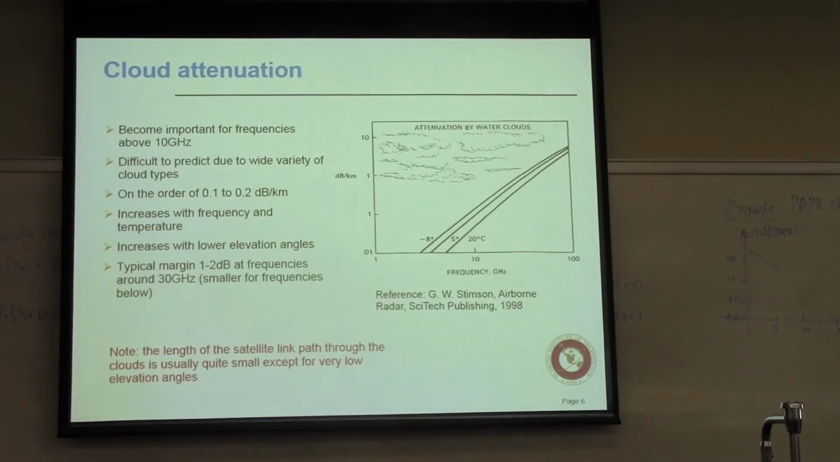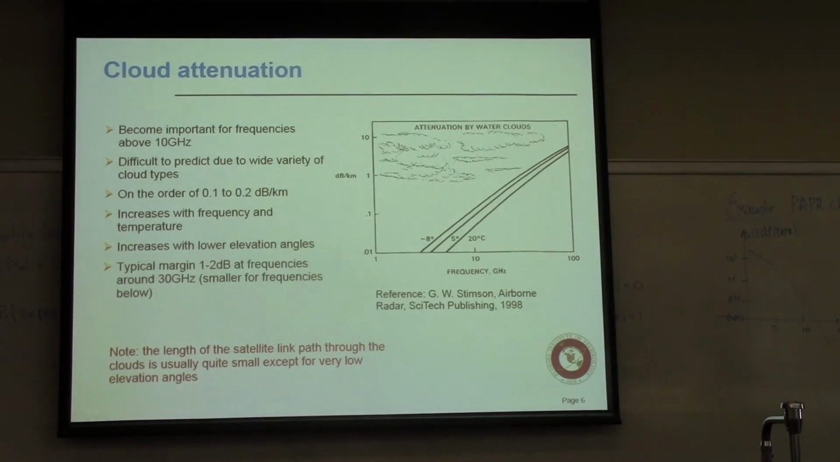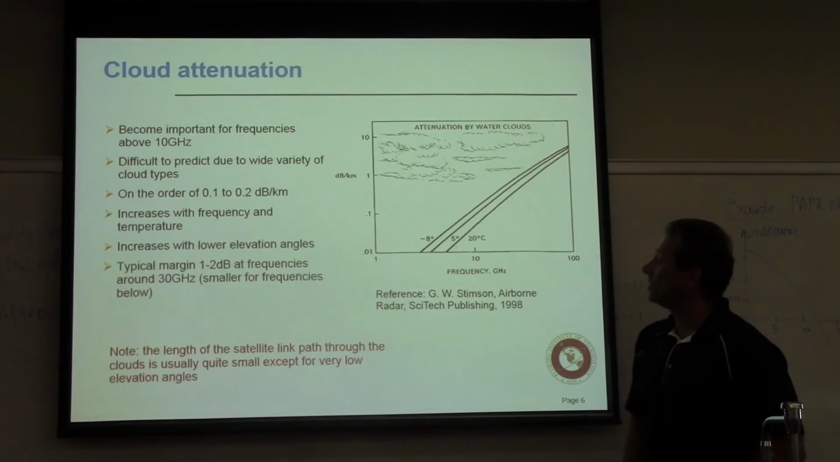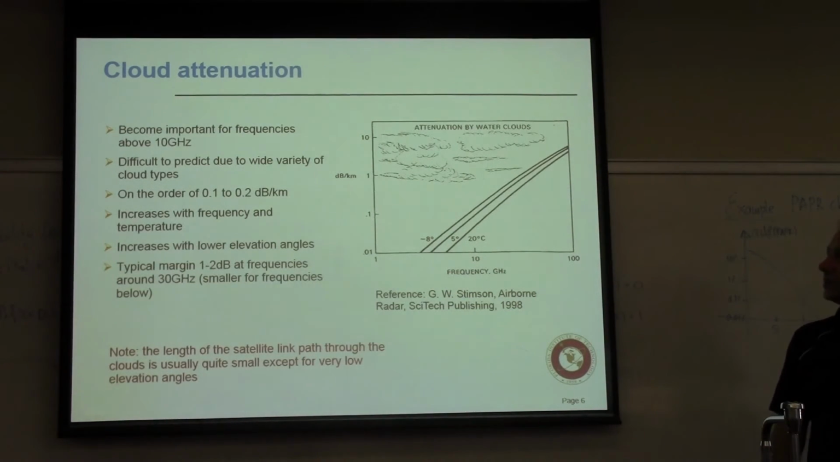So let me go to the next one. The next one is cloud attenuation. This one is, I guess, very difficult to predict because there are so many different types of clouds. But fortunately for us, it's not very large. Typically, you have a fraction of a dB of losses just due to the propagation through the clouds.